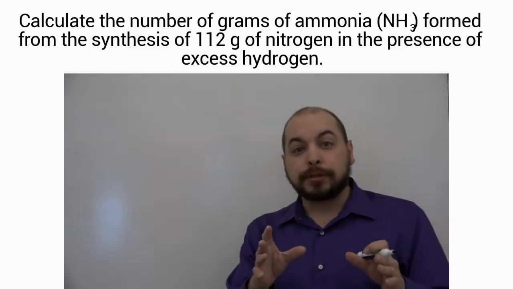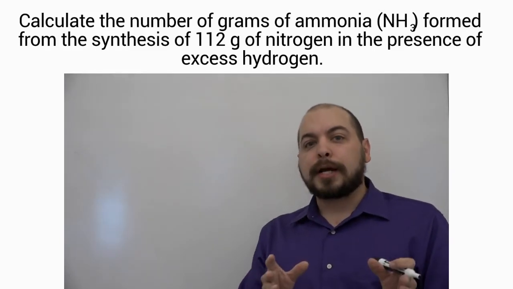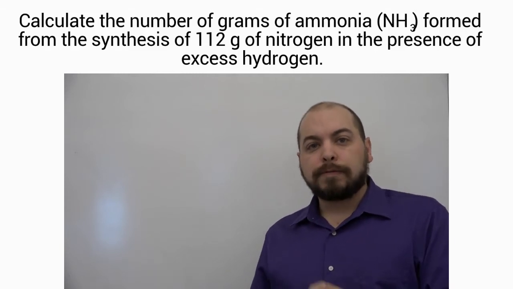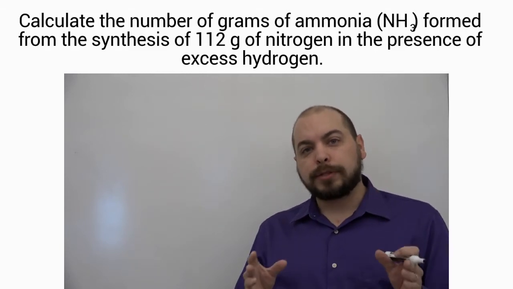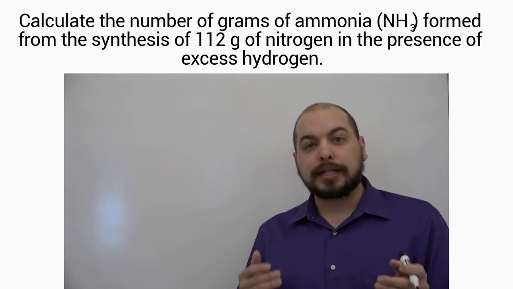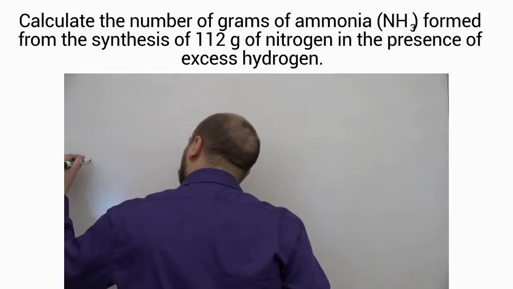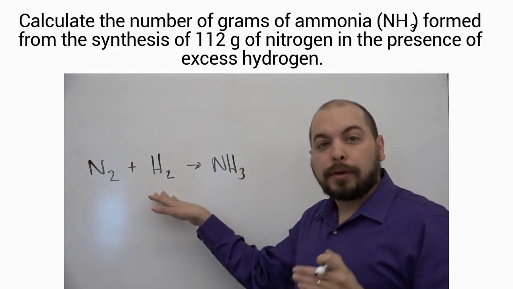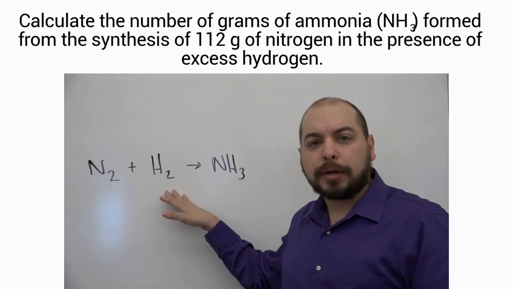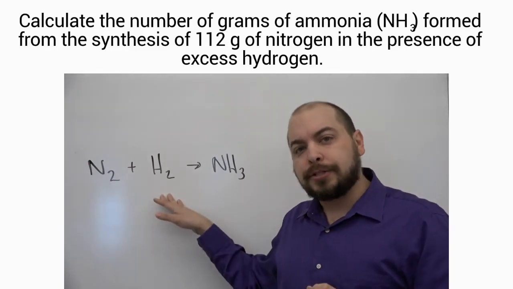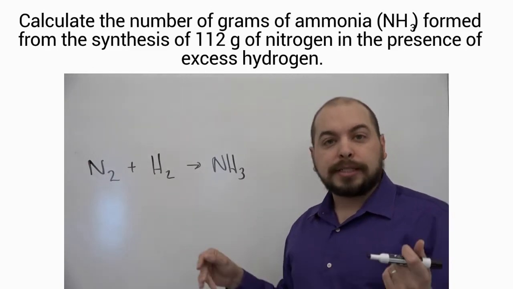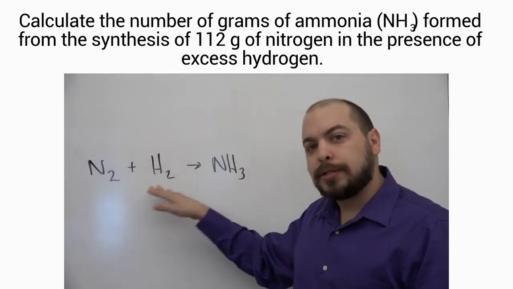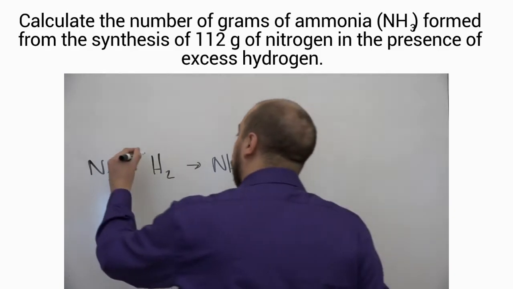So let's try the first practice problem. The first practice problem that we're given is the synthesis of ammonia from nitrogen and hydrogen. And the first thing we need to do is write the unbalanced chemical reaction. Remember, nitrogen and hydrogen, when they're all by themselves, are diatomic, which means it's N2 and H2. We now need to balance this chemical reaction. The way we're going to do this is we are going to add a 3 in front of the hydrogen and a 2 in front of the ammonia.